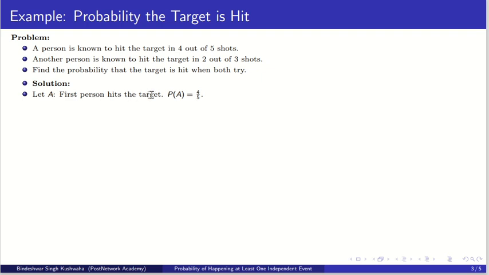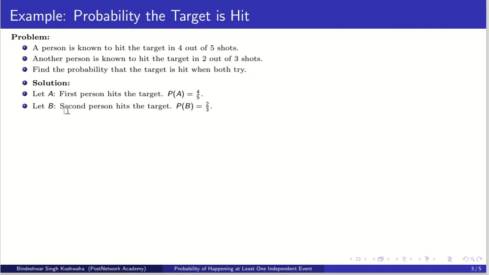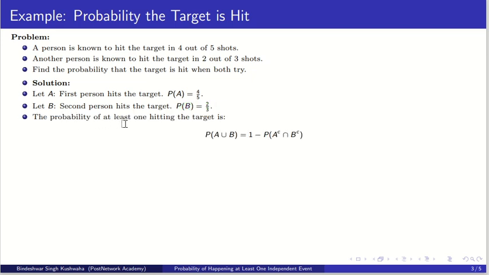First person hits the target, so the probability of event A would be 4 upon 5. Second person hits the target, so the probability of event B is 2 upon 3. Now the probability of at least one hitting the target is P(A union B), and that would be equal to 1 minus P(A complement intersection B complement).